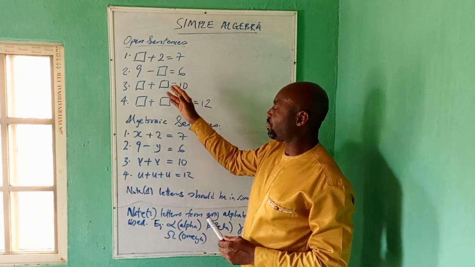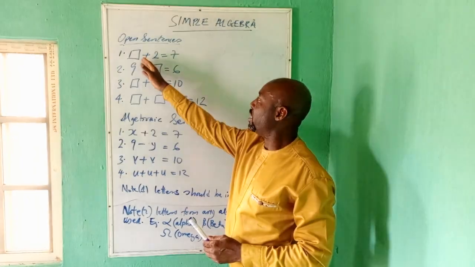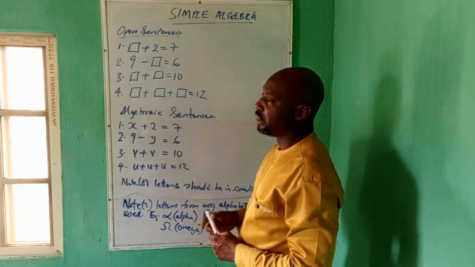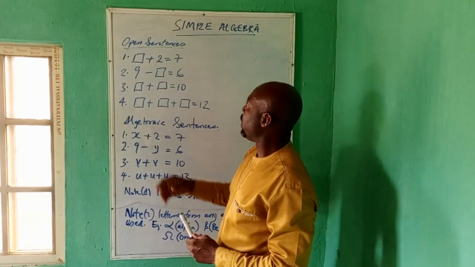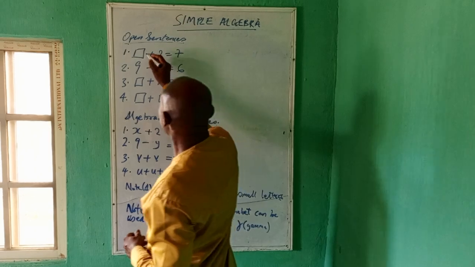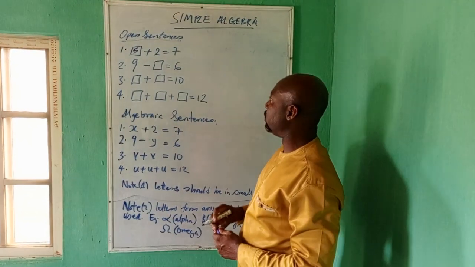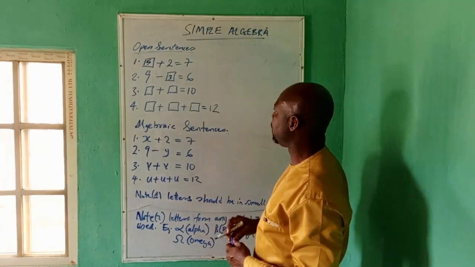And with your numerical skills, you should be able to tell what numbers will fill up these boxes. Now, here, box plus 2 is equal to 7. We have 5 plus 2 is equal to 7. Here, 9 minus 3 is equal to 6.